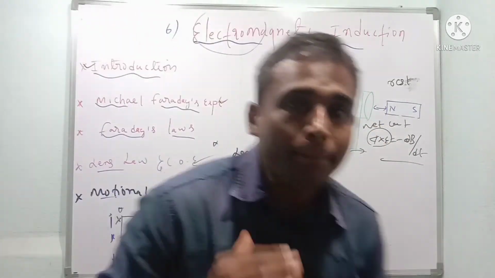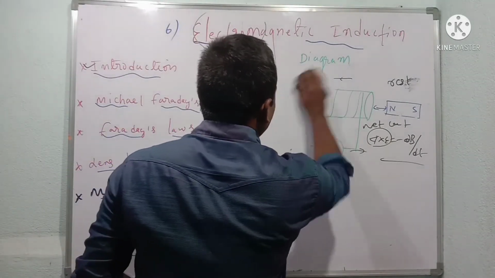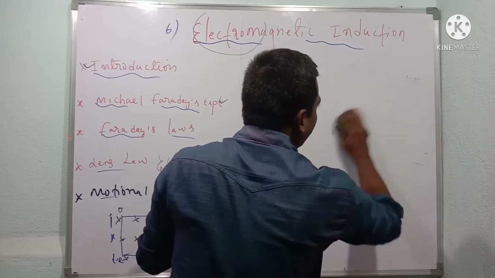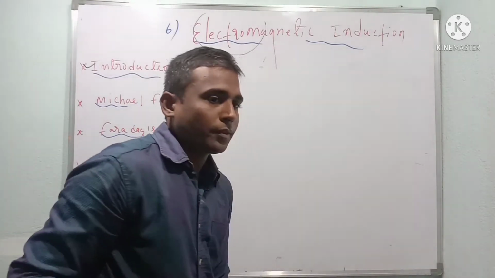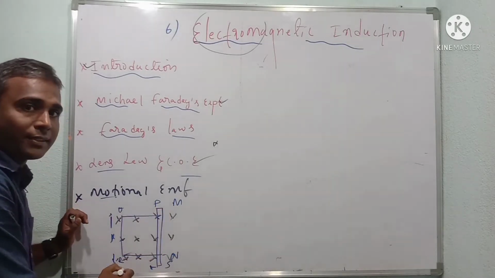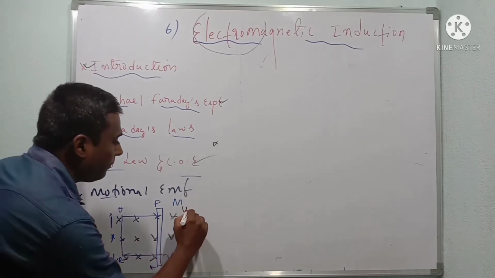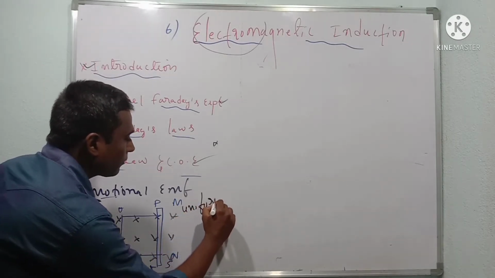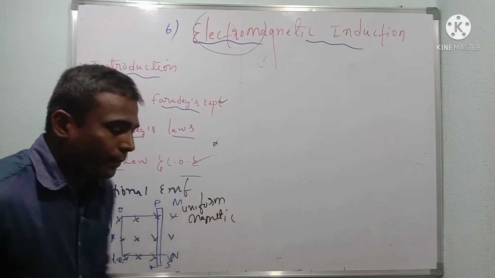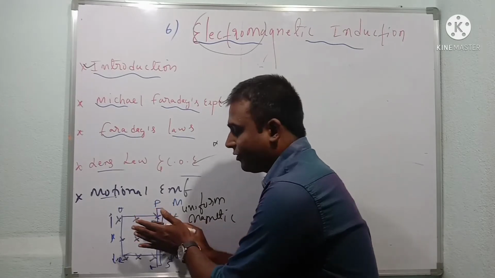Next, come to the important point, that is motional EMF. What is that? Motional EMF. Dear students, it is in the name itself, motional EMF. Imagine this is P, Q, R, S. It is a conductor kept in a uniform magnetic field. Imagine this is the conductor I am keeping perpendicular to the magnetic field.